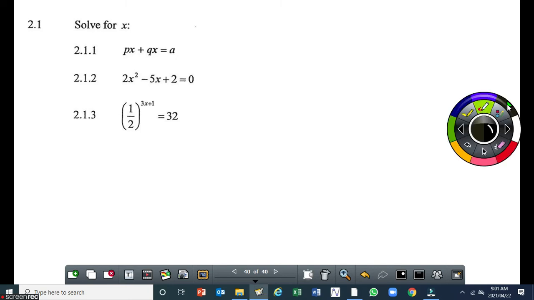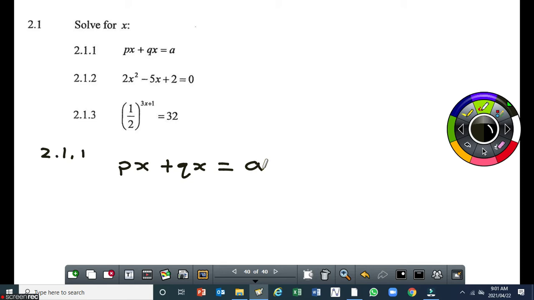To be able to do the first. So let's start with the first one, 2.1.1. It's so simple. It's px plus qx equal to a, right? Here, there are no numbers, okay?